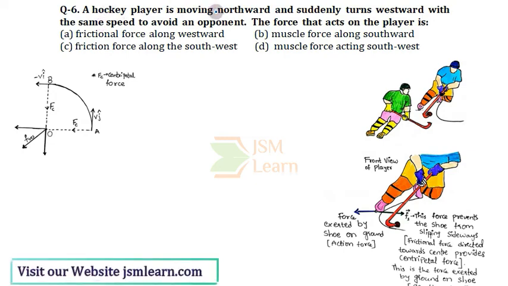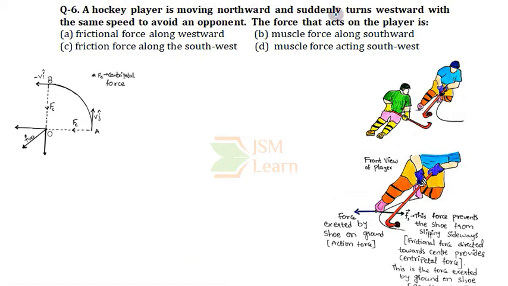So in the question they have said that there is a hockey player. He is moving in the northward direction and suddenly turns towards west with the same speed to avoid an opponent. What does opponent mean? Opponent is nothing but the player of the opposite team.